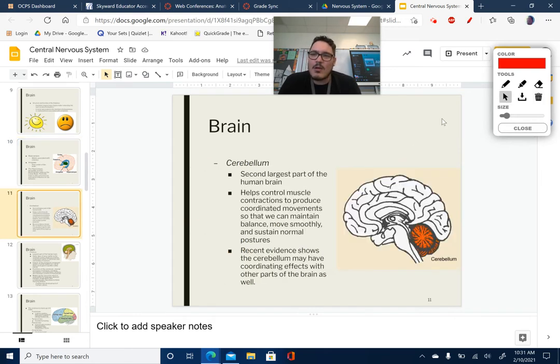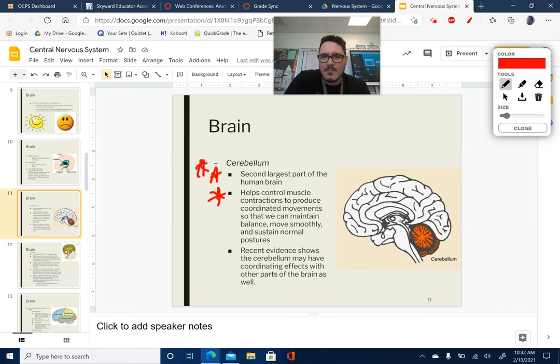Next, we have the cerebellum. Common rule of thumb here is that if a structure is larger, it's typically going to have more involved with it, right? So the cerebellum is the second largest structure of the brain. We just need to know this right here. It helps to control muscle contractions, to produce coordinated movements so that we can maintain balance, move smoothly, and sustain normal posture. It's one thing for a muscle to contract, right? It's a whole other thing for your muscles to be able to move in harmony.